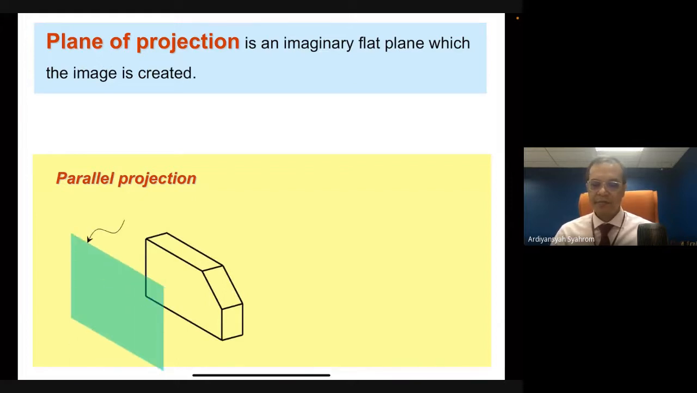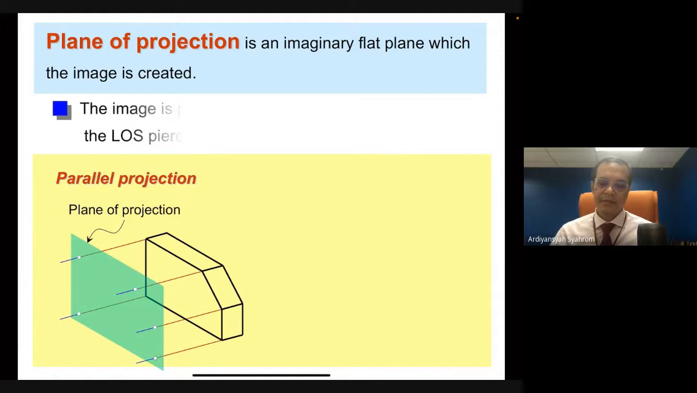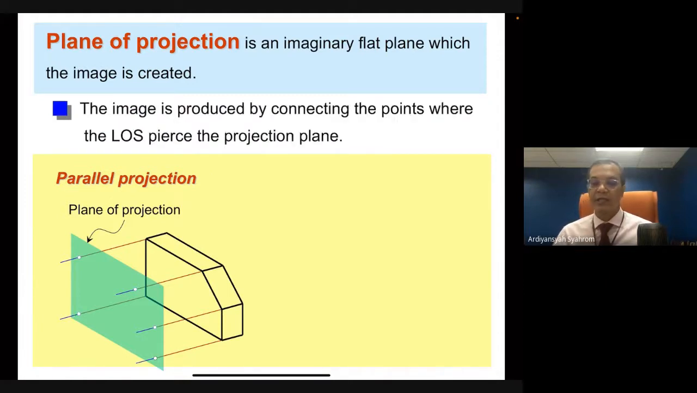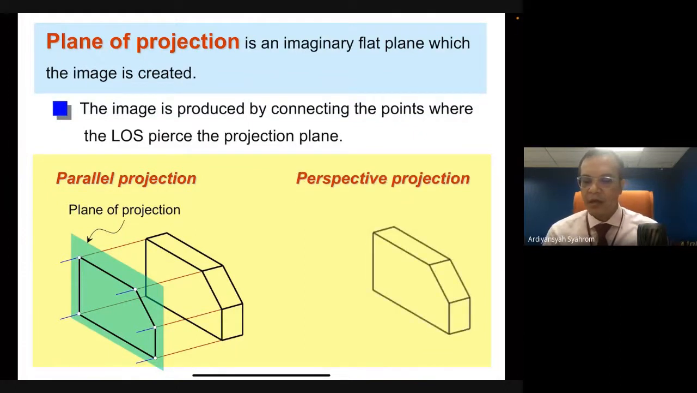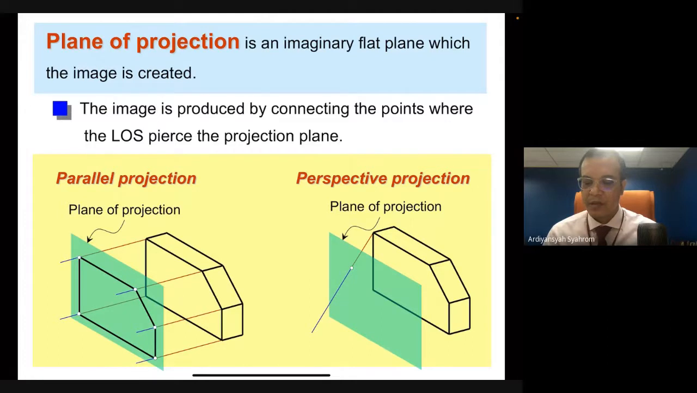Parallel projection, you have line of sight, then you join the points. The image is produced by connecting the points where the line of sight pierces the projection plane. You just join it. That is the parallel projection. Perspective projection, you focus on one point, then you join the points. Is it the same? Overall, yes.